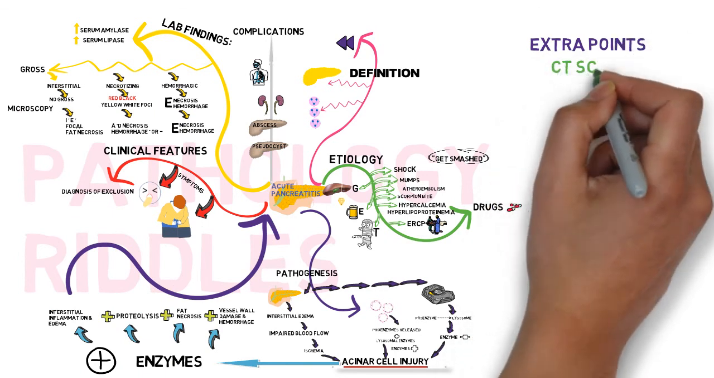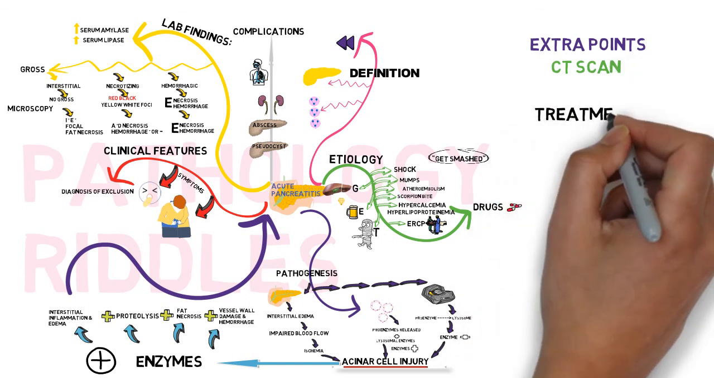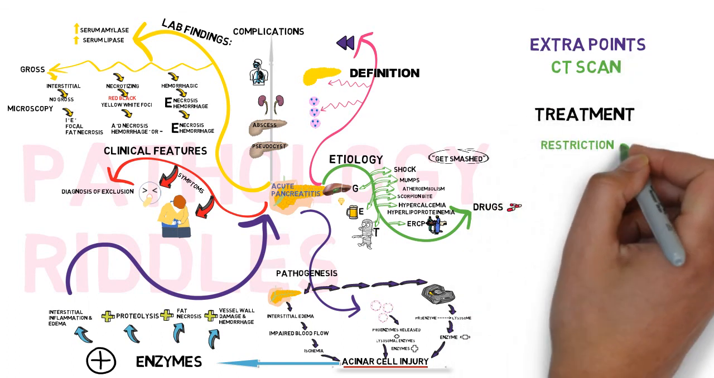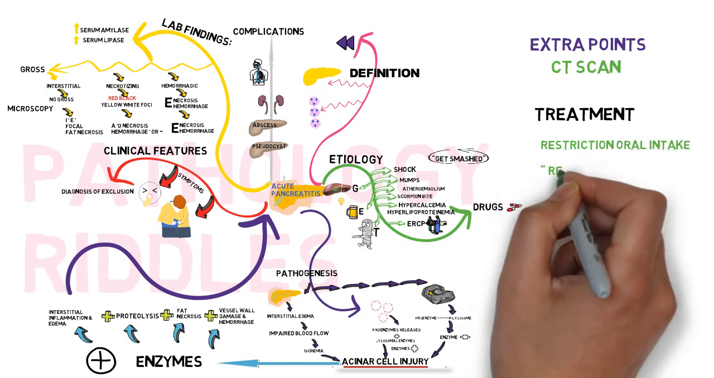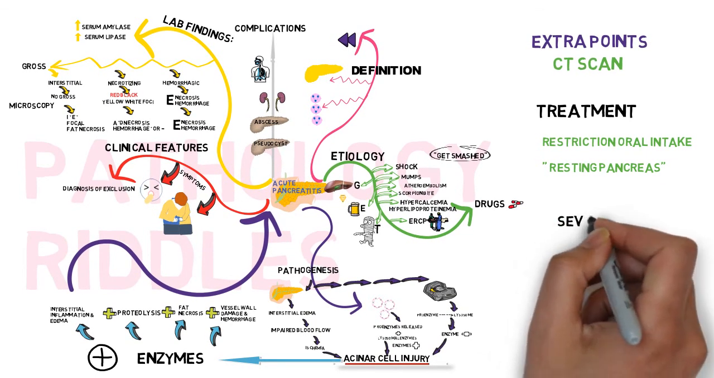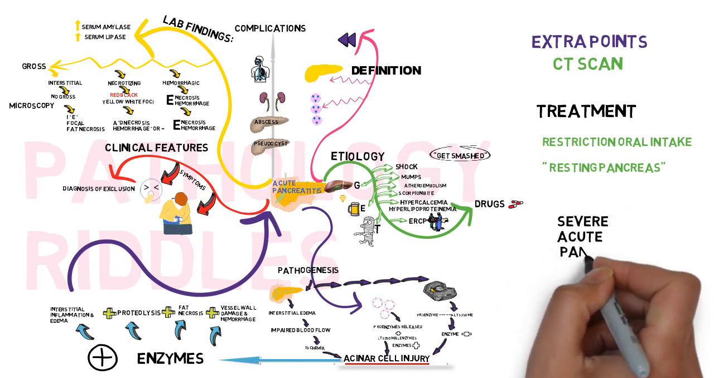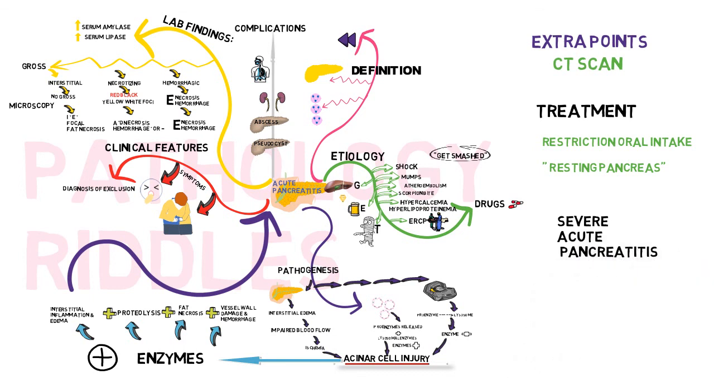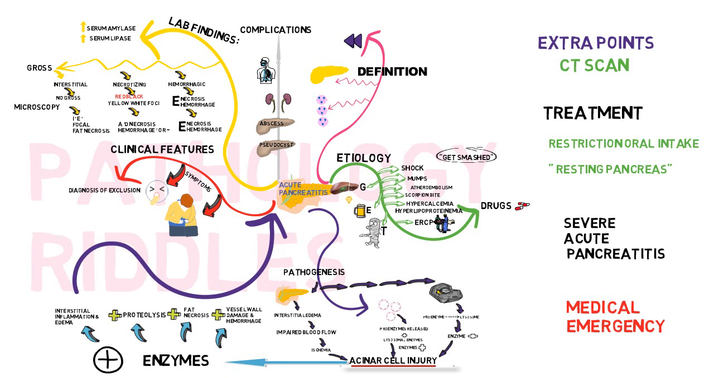So, a few extra points. CT scan is useful in the diagnosis of pancreatitis. Treatment is by resting the pancreas totally, by total restriction of oral intake, and by fluid or supportive therapy. Severe acute pancreatitis is a medical emergency and causes mortality in the first week in 5% of the cases. The systemic features in these cases are due to release of toxic enzymes and cytokines in the circulation, leading to leukocytosis, disseminated intravascular coagulation, edema, and acute respiratory distress syndrome.